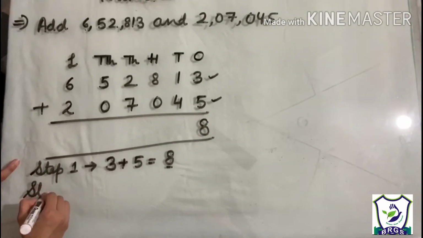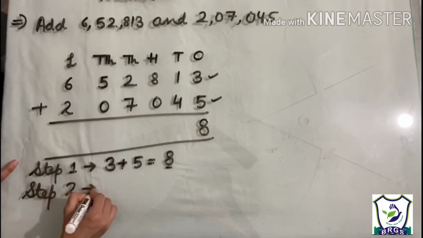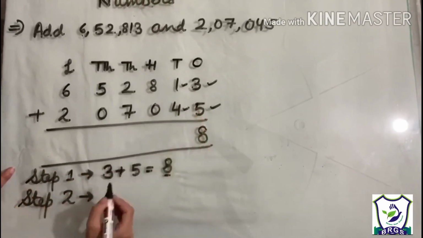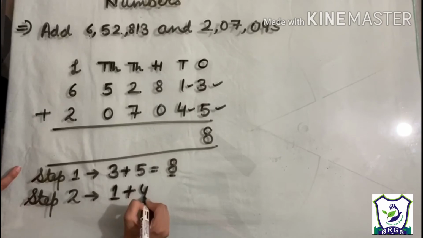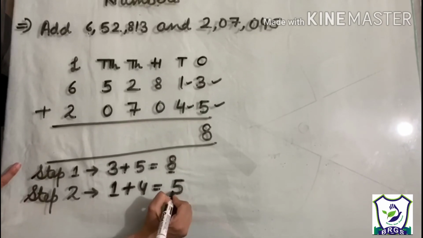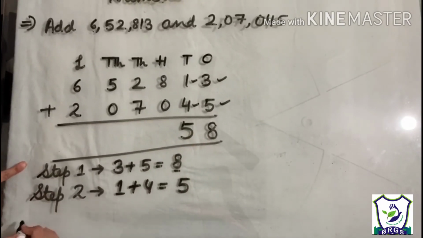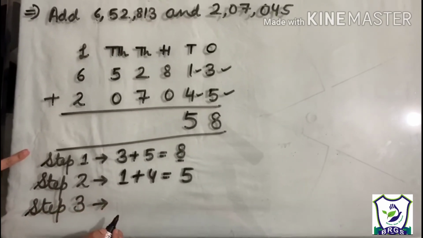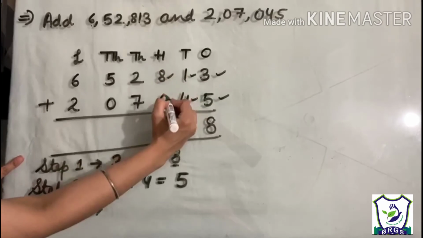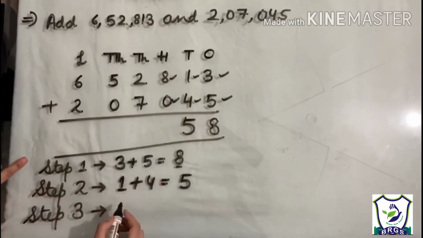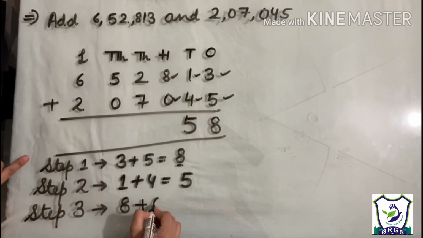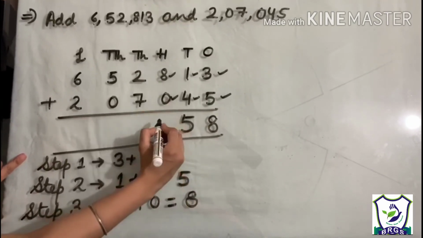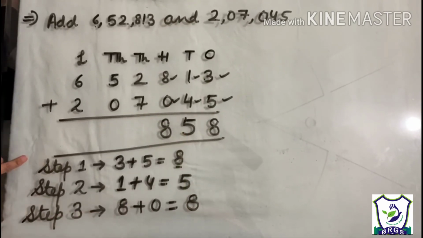What is our step 2? In our step 2 we add the tens. Tens are the 1 and 4. 1 plus 4 is equal to 5. Tens column. Next step is step 3. In step 3 we have to add the hundreds. Hundreds are 8 and 0. Whenever we add 0 to any number, what does it become? It remains the same. It means 8. So we write here 8 in the hundreds column.